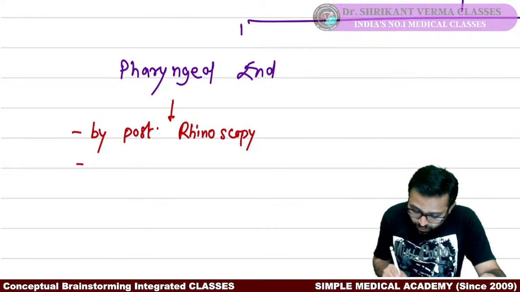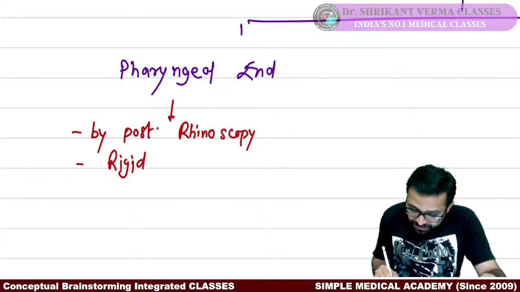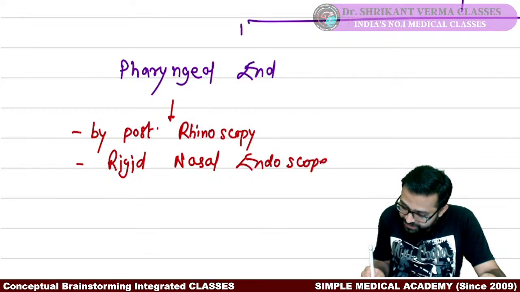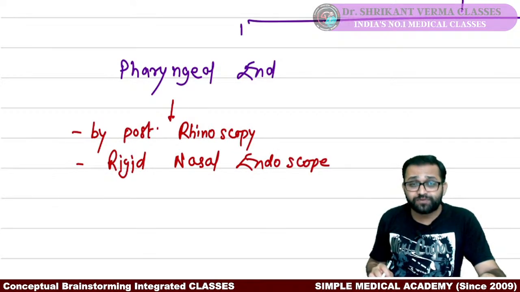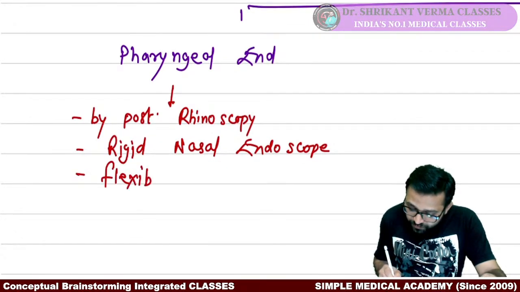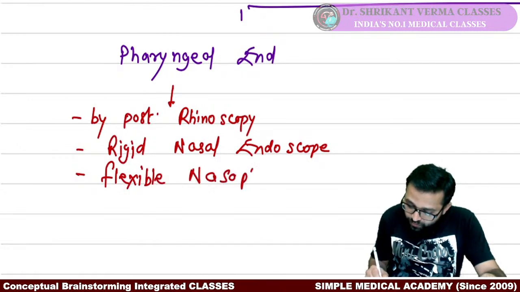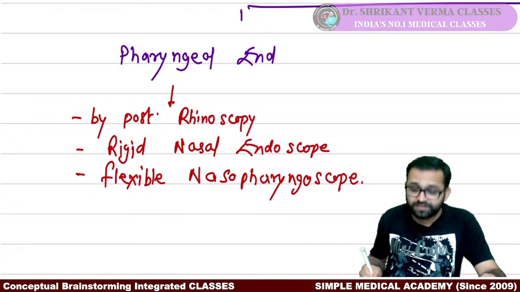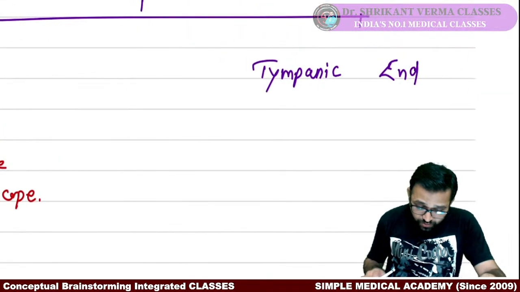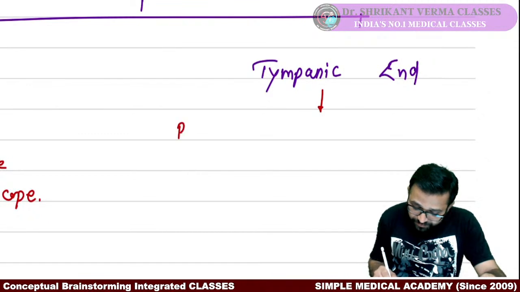Next you can do the rigid nasal endoscope. Yes, endoscopy, just to visualize our nasal portion; a special endoscope is there. Also nowadays the flexible nasopharyngoscope is available.